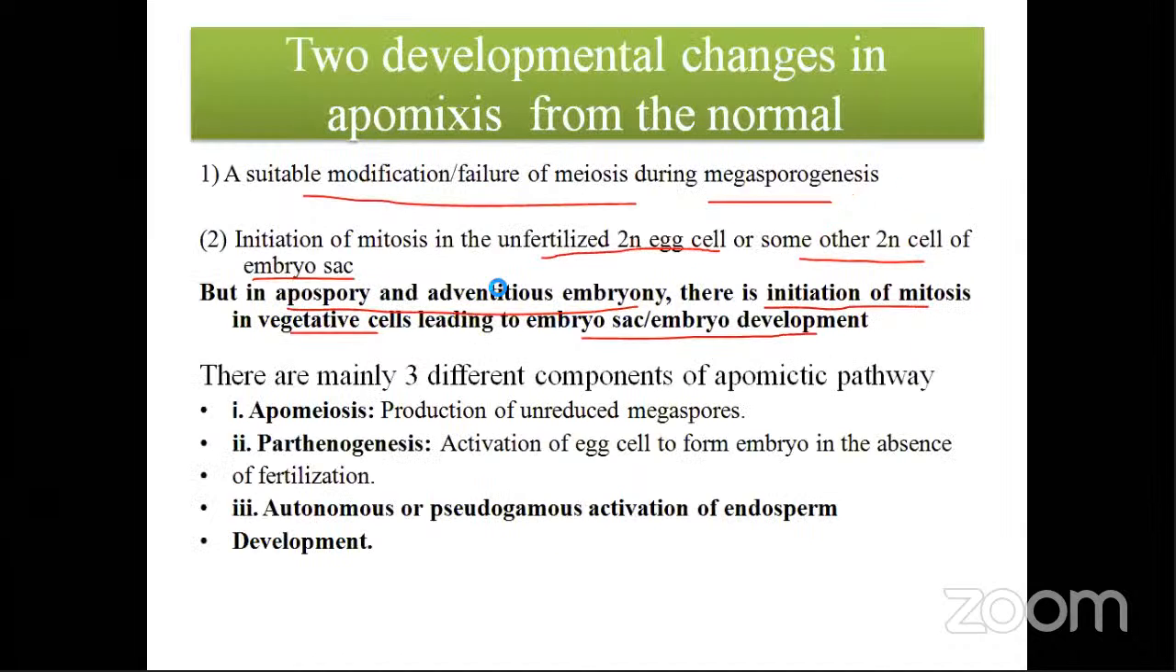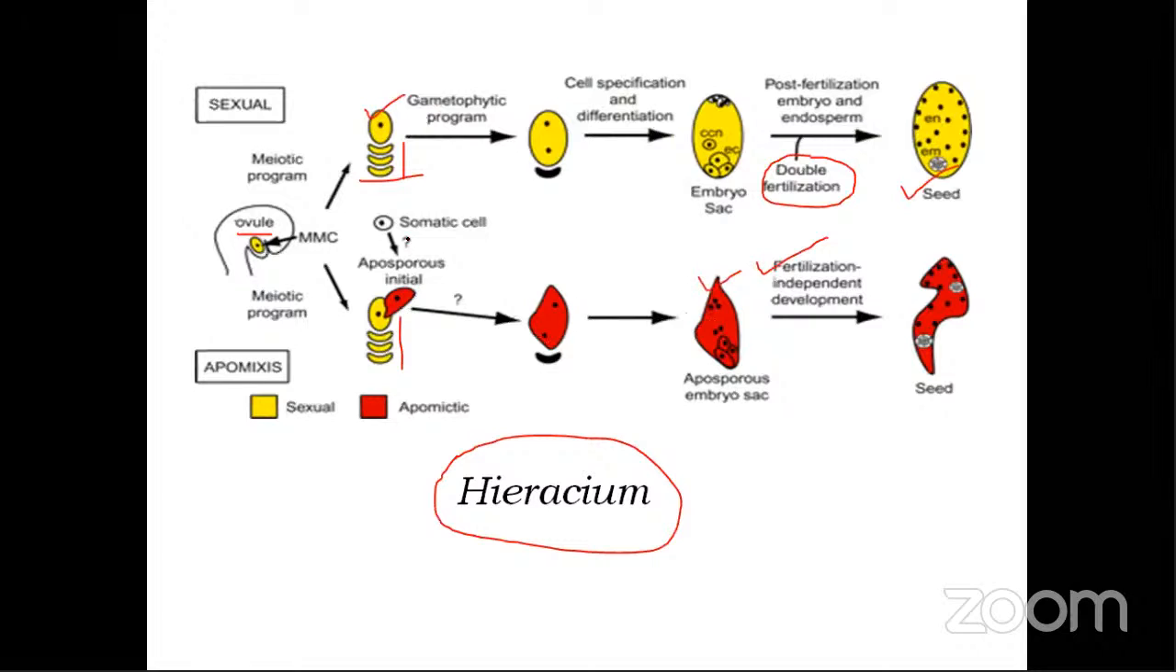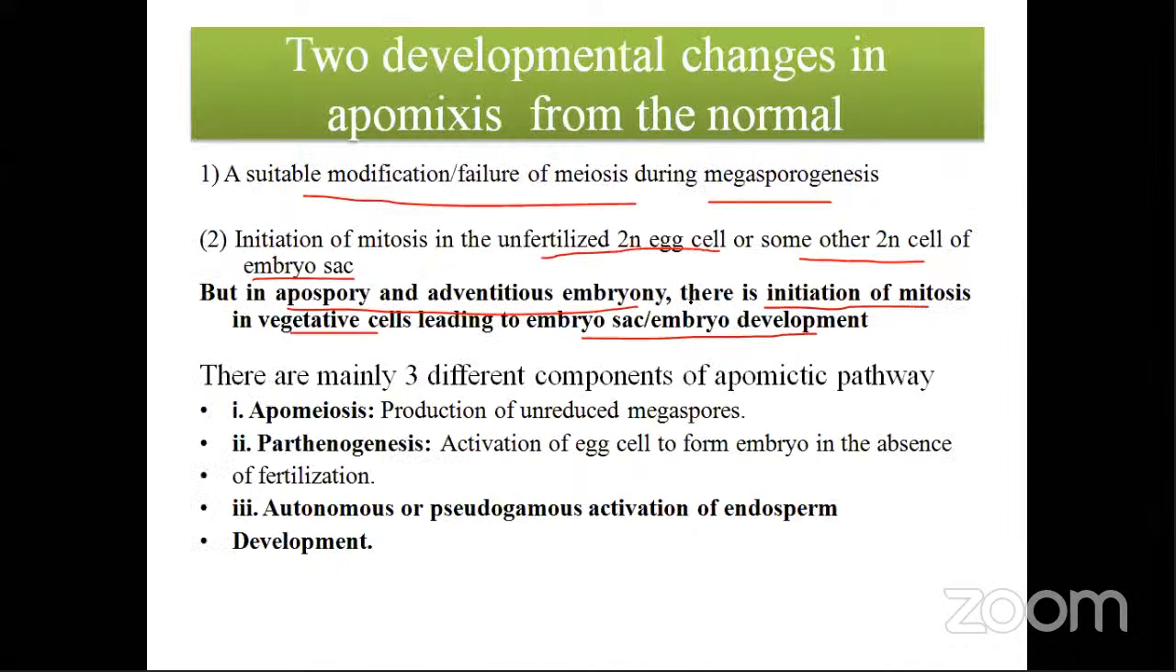What happens in adventitious embryony? Yes, anybody? Adventitious. Cells outside the ovule that are vegetative in nature, they form embryo. Yeah. So basically, embryo develops directly from vegetative cells. Embryo sac is not formed in adventitious embryony. Exactly. Embryo sac will not be formed. The embryo is formed from the vegetative cells outside the ovule, right?